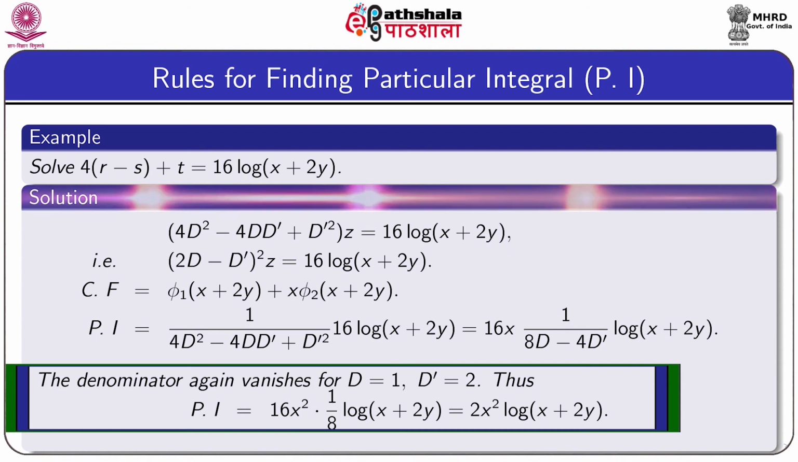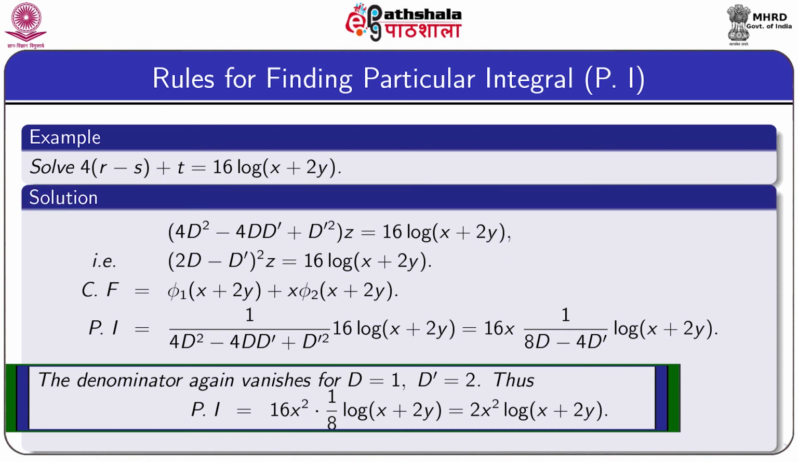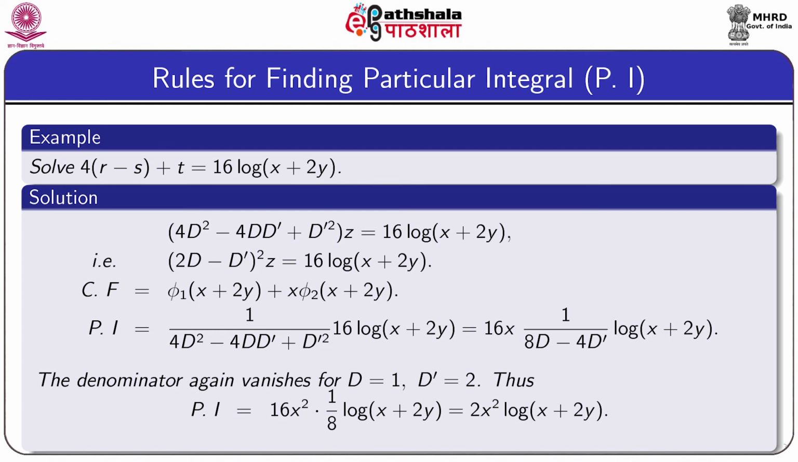Again the denominator vanishes for D equals 1 and D' equals 2. So, it again becomes x divided by F'. So, in this case F function is 8D - 4D'. So, its derivative with respect to D is only 8. So, the particular integral is 16 x² divided by 8 into log(x + 2y). So, after simplification it becomes 2x² into log(x + 2y).